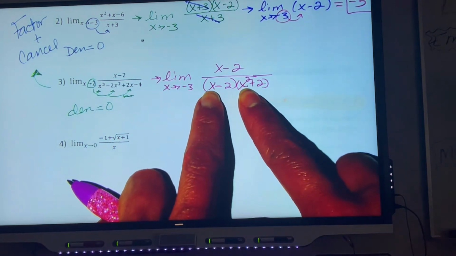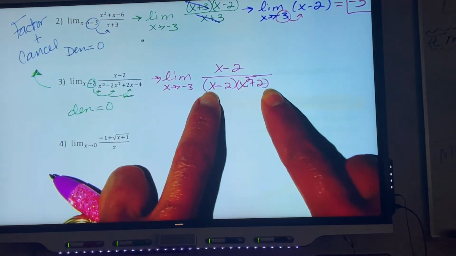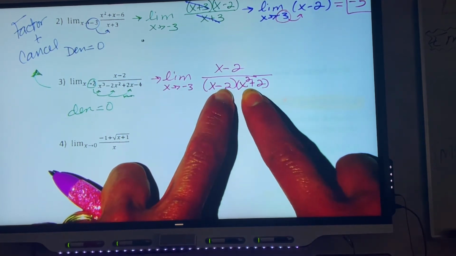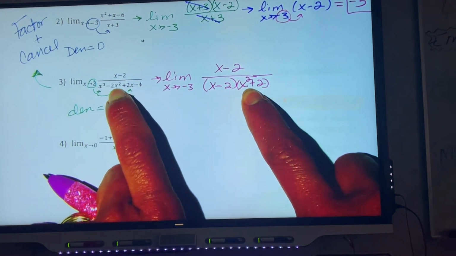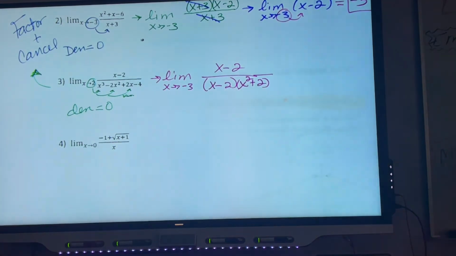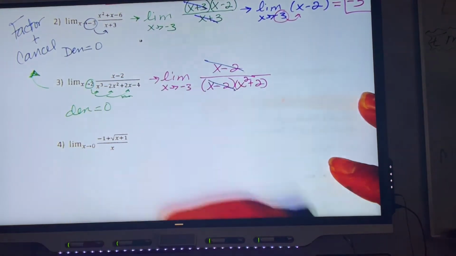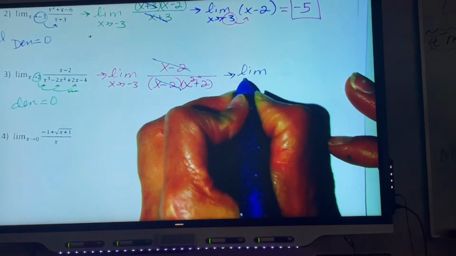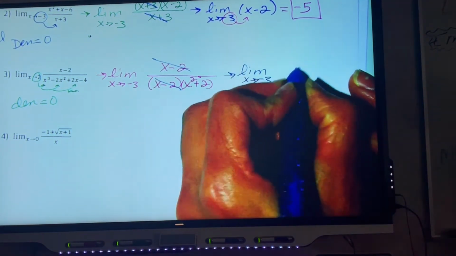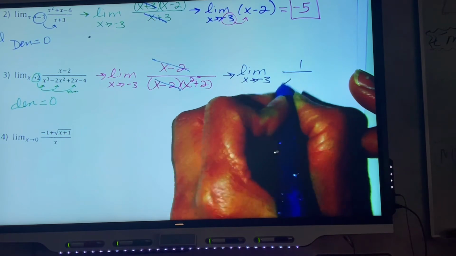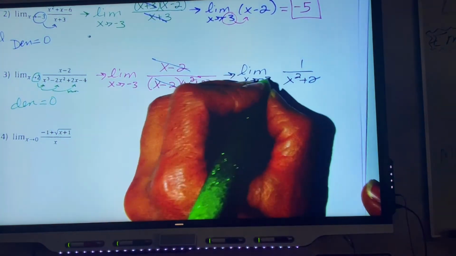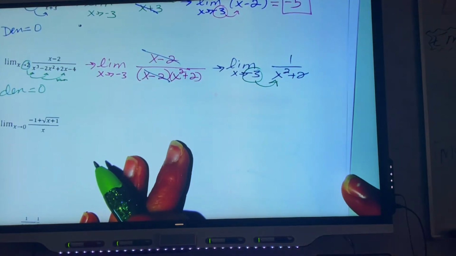X times x squared is x cubed. X times 2 is that positive 2x. Negative 2 times x squared is the negative 2x squared. And then negative 2 times 2 is negative 4. So it checks out. It works. So we can cancel out the x minus 2's. And then we get 1 over x squared plus 2. Yep. So now this will be the last time we write it, and like Cinda said, we get 1 over x squared plus 2. So now we can finally plug in that negative 3.